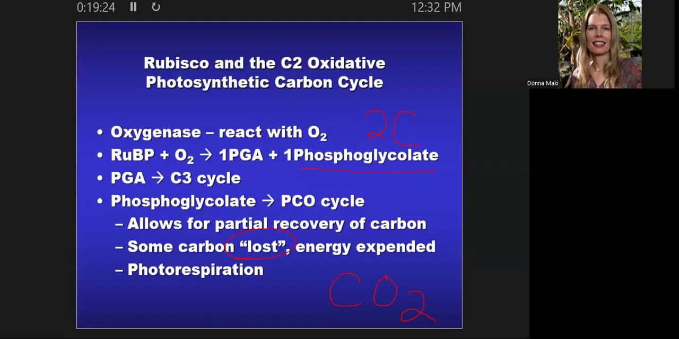So when they do experiments in the lab and they force a plant to do the PCO cycle long term, they see its growth rate slows down, its overall biomass at maturity is much smaller. If you're growing crops or something edible, the yield of the edible portions is much lower. So in general, it's not a good thing to have running continually or frequently.